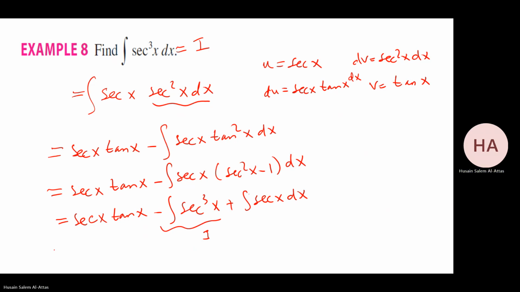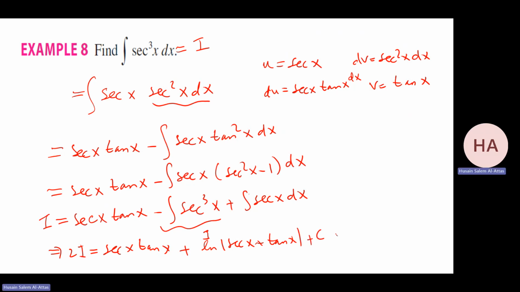Take it to the other side. This is I. So I have 2I equals secant x tan x plus the integral of secant, which is ln of the absolute value of secant x plus tan x, plus c. So I will be half secant x tan x plus half ln of the absolute value of secant x plus tan x, plus c. C over 2 is c.